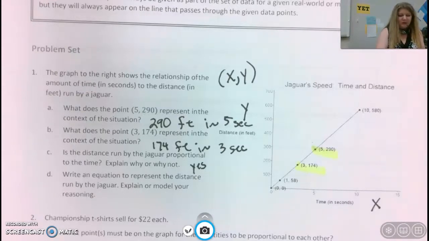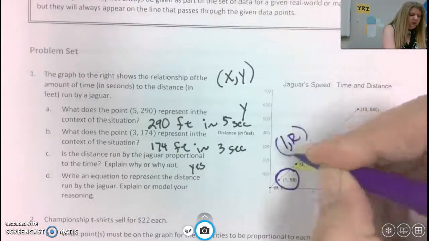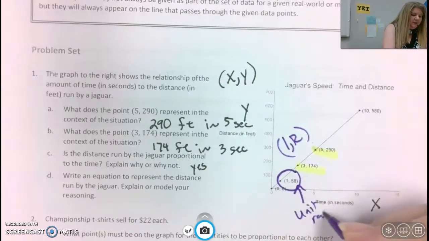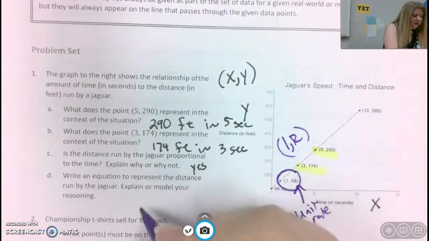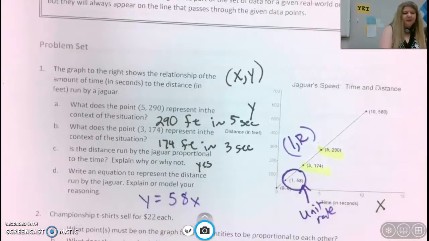So for the equation, we're actually going to need to find the unit rate. Sometimes that's pretty easy from our graph, and sometimes we have to calculate. This one actually has our point (1, 58). So 58 is the unit rate. The equation would be y equals 58x.